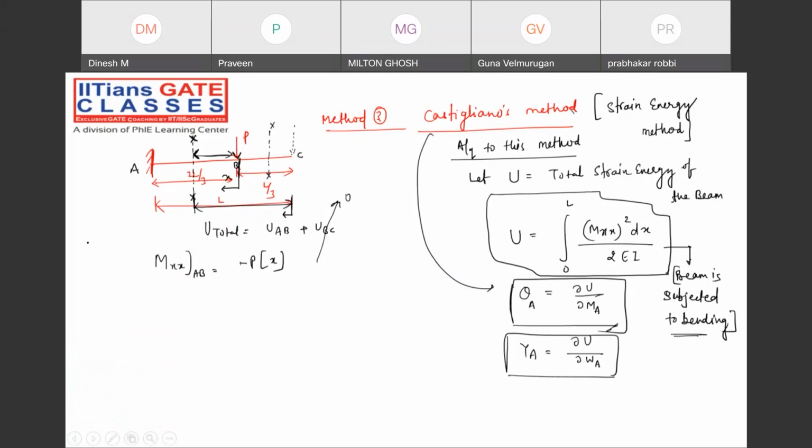And now this section will be valid between what? 0 to 2L by 3. Check it out. This section is going to be valid between 0 to 2L by 3. Yes or no, guys? Check it out, all of you.